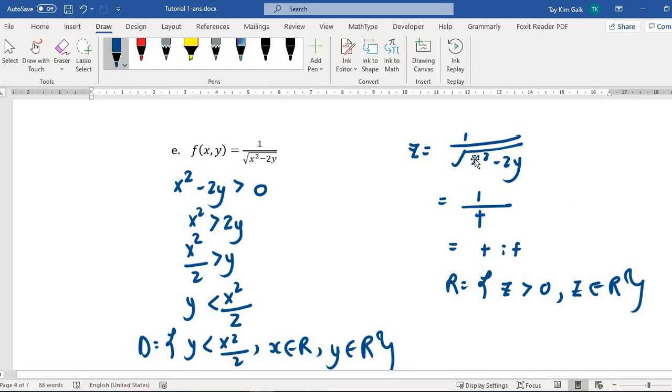Okay, I cannot get the square root here equal to 0. For 1 divided by 0, you have infinity. So the square root here, that's why you only set positive. So 1 divided by a positive number, you get a positive number. That's why z is actually a positive number, or greater than 0.